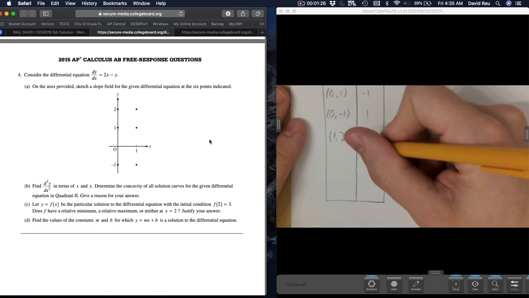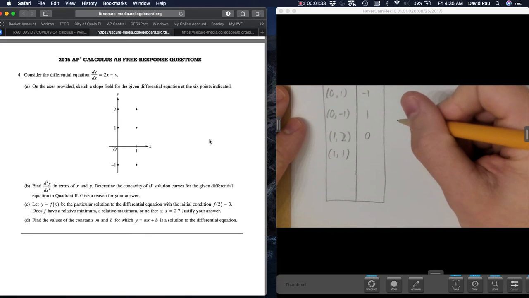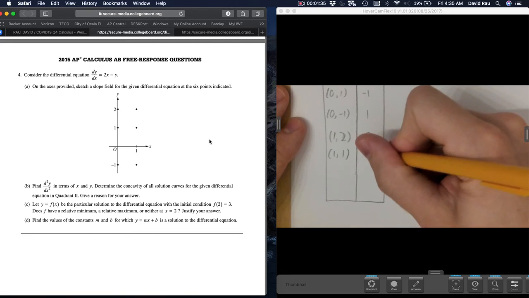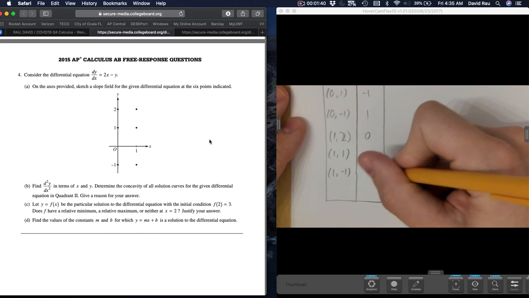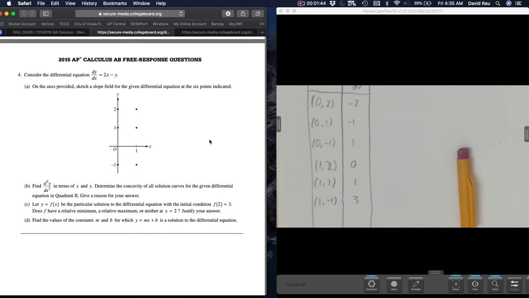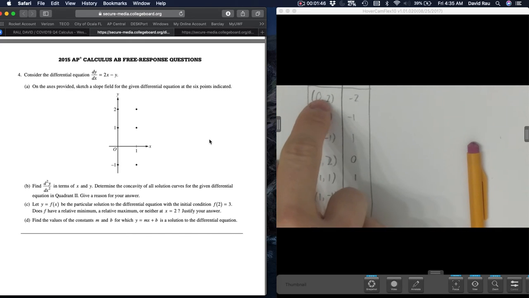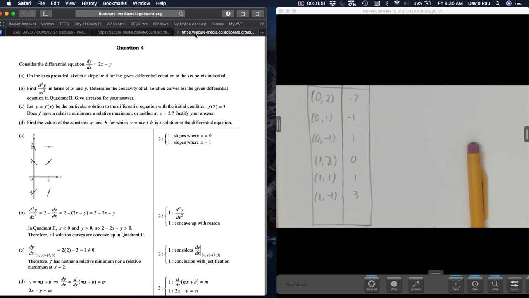If I have 1, 2, that would actually be 0. If I have 1, 1, that would be 2 minus 1, which is 1. And then if I have 1, -1, looks like it would be 3. Now again, all I was doing for each of these was just plugging in the x and y value into this expression and simplifying it. So let's see if I got that right. So -2, -1, +1, yep. 0, 1, 3, yeah, those look right.